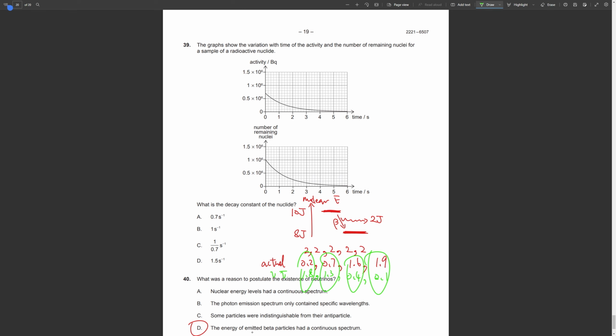The answer is D, because the beta itself gives you a continuous spectrum. This is the continuous spectrum. In order to obtain a beta continuous spectrum, there must be an invisible partner accounting for the missing amount of energy. That is the neutrino.